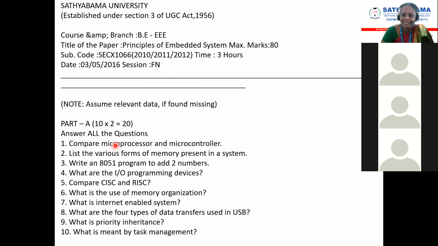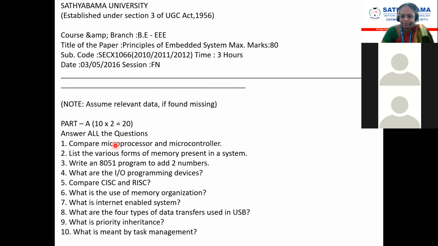Yeah, memory is internal in a microcontroller. In a microprocessor, we have to interface the memory externally. Very good. One more very important point I need. I'm not getting that point. Microcontroller is the heart of embedded system. Yeah, very good.